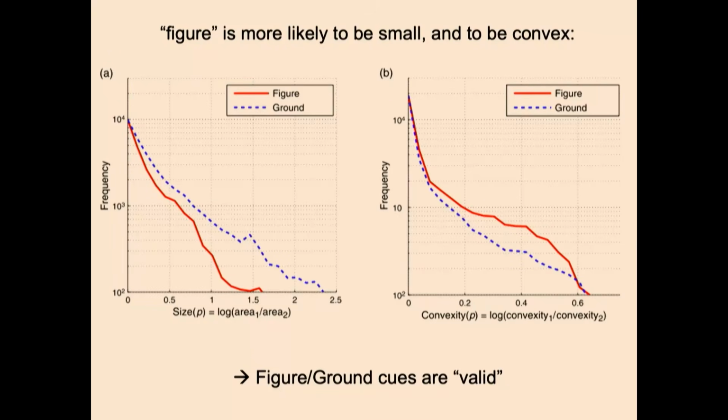Okay, so this is essentially saying that these so-called cues, right, that were often proposed by Gestalt psychologists, actually are borne out by the statistics of the world, right? So the things that are figure do tend to be smaller and do tend to be more convex, okay?